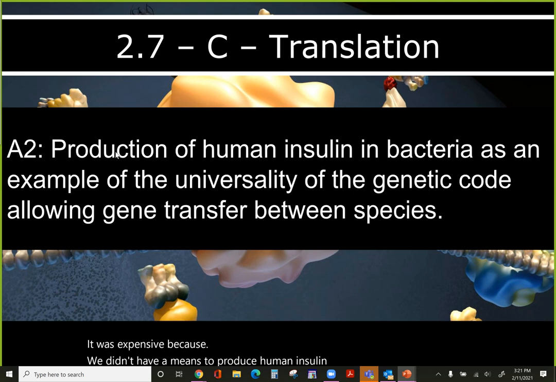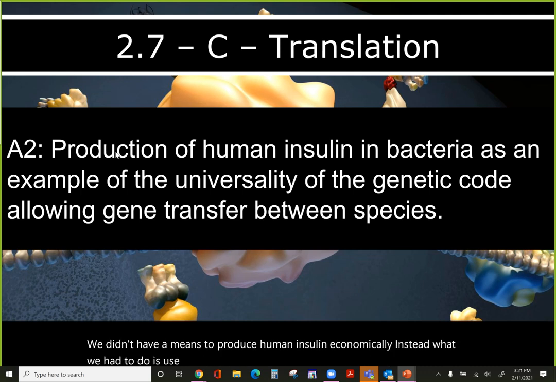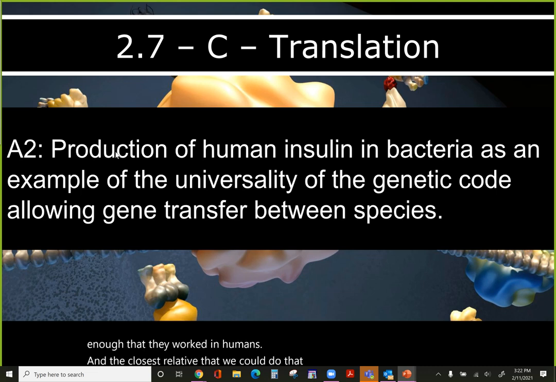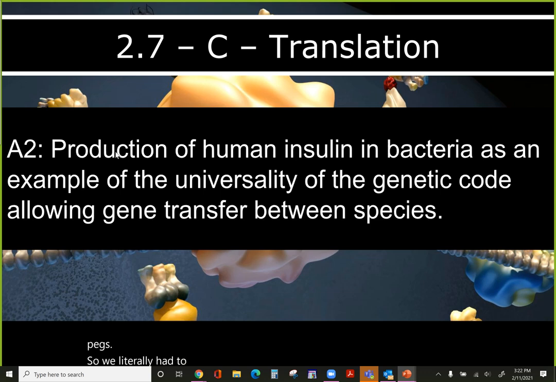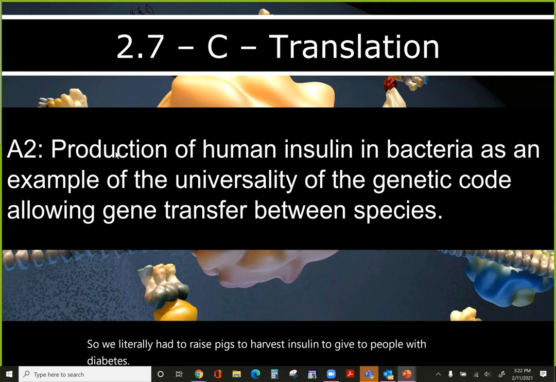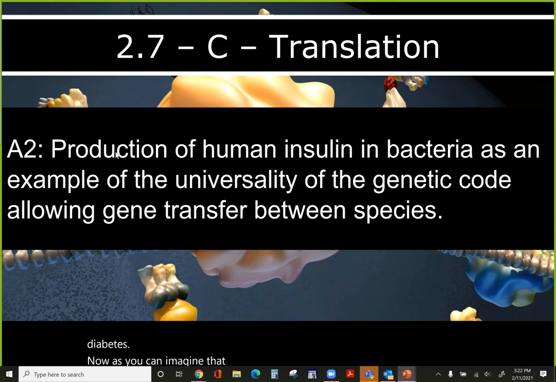Instead, what we had to do is use an organism that had insulin molecules that were similar enough that they worked in humans. And the closest relative that we could do that with that was easy to raise were pigs. So we literally had to raise pigs to harvest insulin to give to people with diabetes. Now, as you can imagine, that process is relatively time-consuming and expensive.